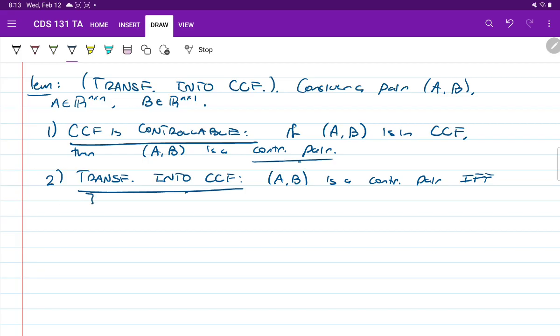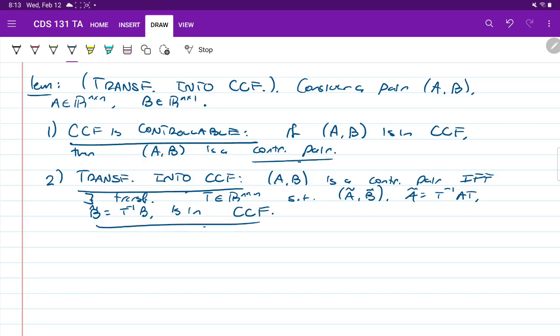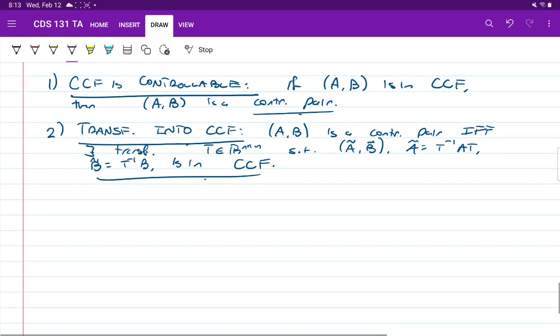if and only if there exists a transformation T in R^(n by n) such that A tilde, B tilde, where A tilde is equal to T inverse A T and B tilde equals T inverse B, is in controllable canonical form. Okay? So it turns out every single input controllable system can be transformed into controllable canonical form. And in fact, this gives us a one-to-one characterization of controllability for these systems. Okay, fantastic. So let's go about proving this result.